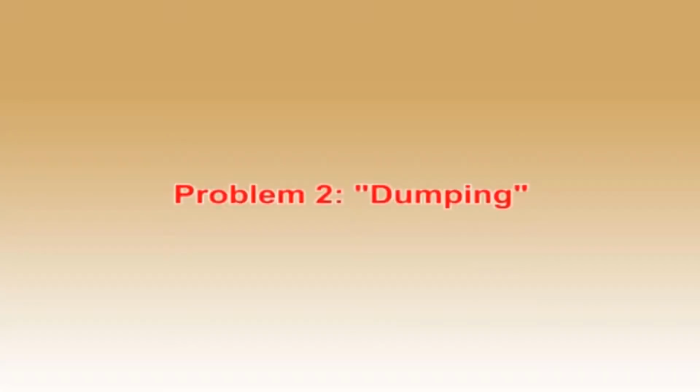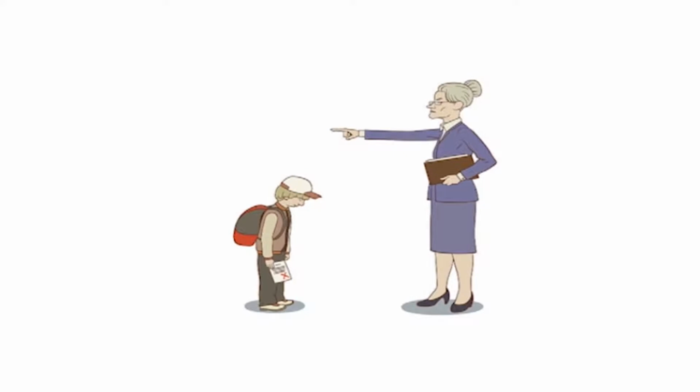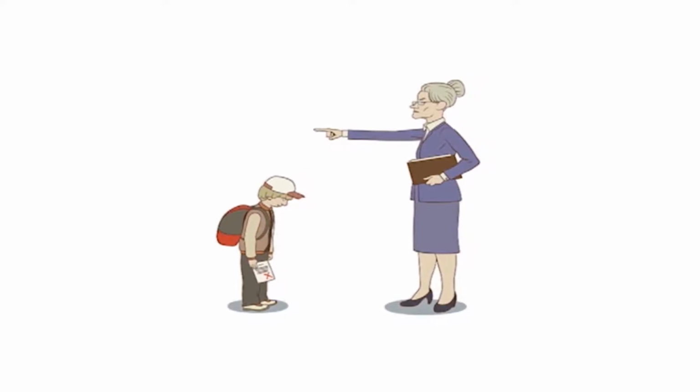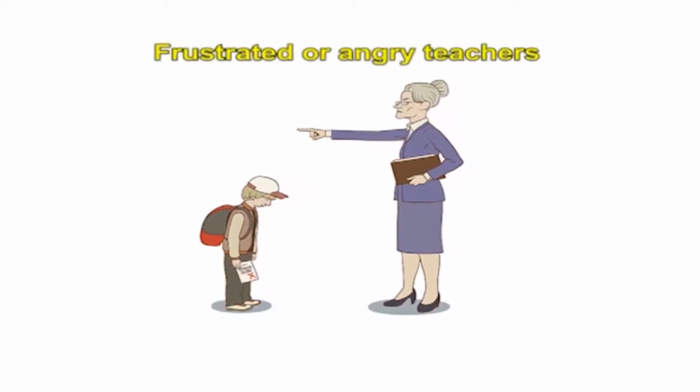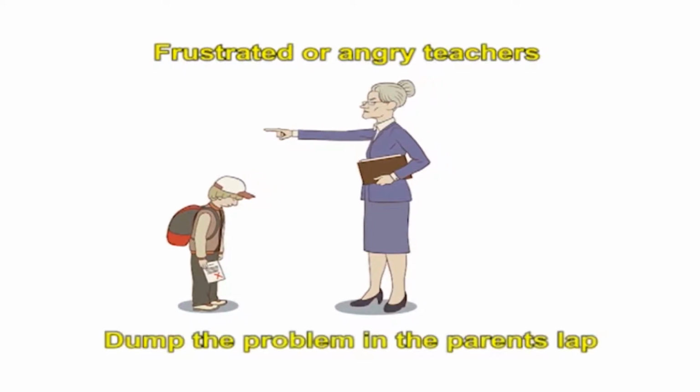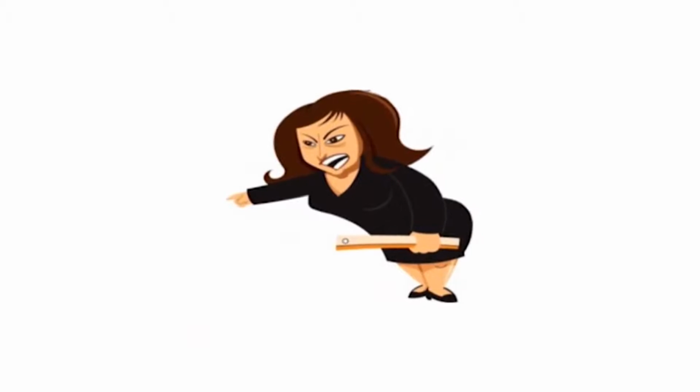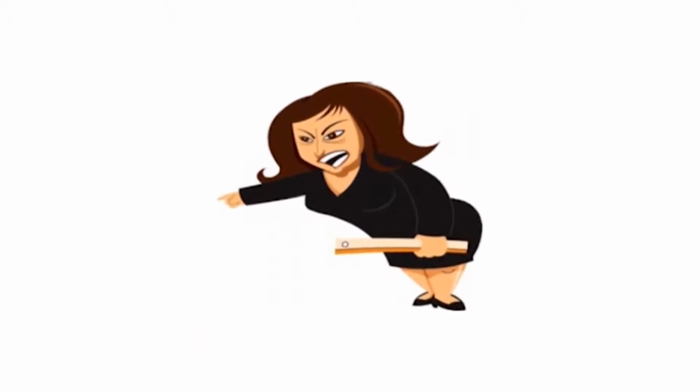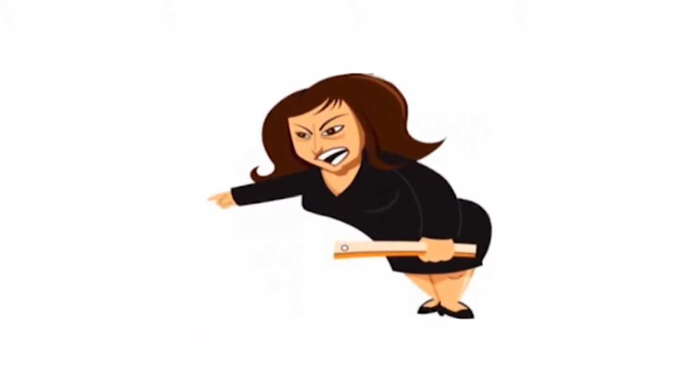Problem 2. Dumping. The second problem is called dumping. When ineffective, frustrated or angry teachers call parents about their child, they tend to dump the problem in the parent's lap. They tell what offense the child committed and state that the parent must do something about it. This is no more effective than a parent calling a teacher about a problem at home and asking the teacher to fix it.